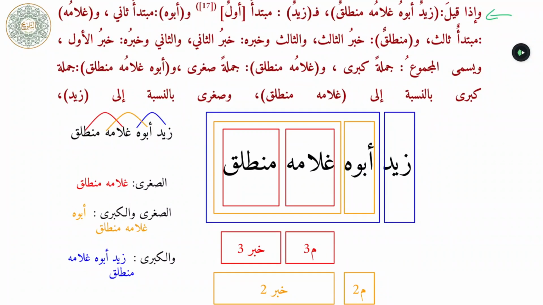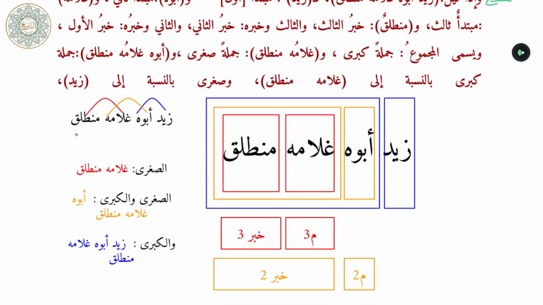فزيد مبتدأ أول وأبوه مبتدأ ثاني وغلامه مبتدأ ثالث ومنطلق خبر الثالث. منطلق is becoming the khabar of غلامه. Then والثالث وخبره, the third mubtada along with its khabar, i.e. the sentence غلامه منطلق is khabar الثاني, the khabar of the second mubtada, i.e. أبوه. والثاني وخبره, and then the second mubtada, which is أبوه, and its khabar, which is the entire structure, غلامه منطلق, becomes خبر الأول, the khabar of the first mubtada. ويسمى المجموع جملة كبرى. The structure as a whole, زيد أبوه غلامه منطلق, is the jumla kubra.